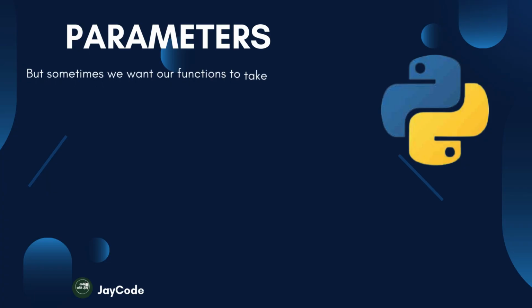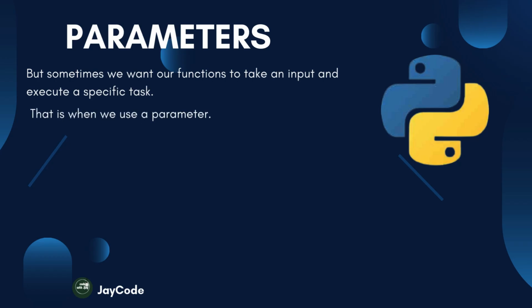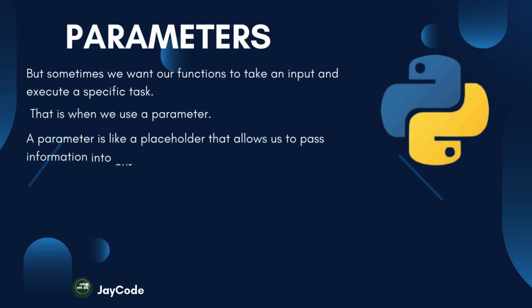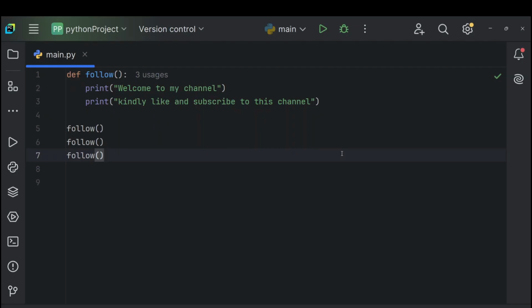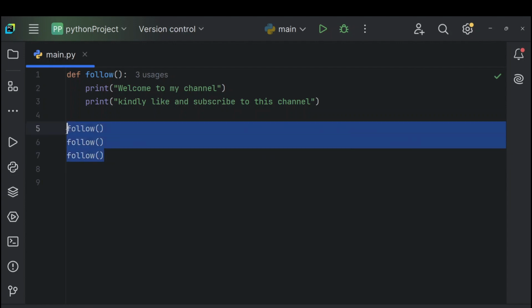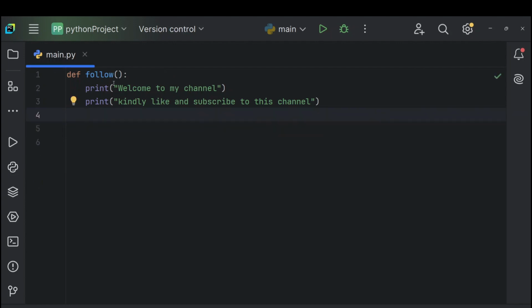But sometimes we want our function to take an input and execute a specific task. That is where we use a parameter. A parameter is like a placeholder that allows us to pass information into our function and execute the task. Now let's put a parameter in this function. First of all, I'm going to remove this. Then we're going to go in between our parentheses and give our parameter a name. We're going to call it name.